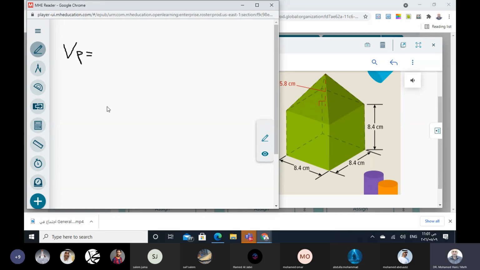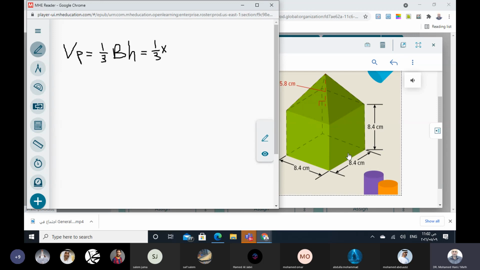What is the formula to find the volume of the pyramid? As you remember, it will be 1 over 3 multiplied by the area of the base multiplied by the height. Substituting now, we have 1 over 3 times the area of the base. This is the base. The base will be a square. How to find the area of the square? Side times side.